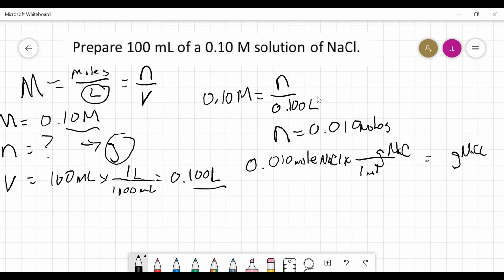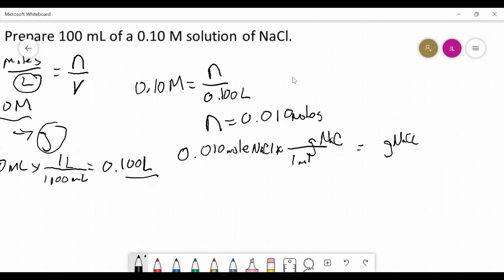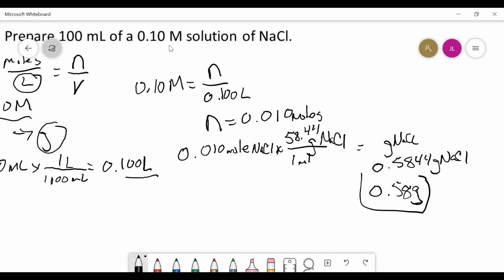I'm just going to drag this over a little bit. Molar mass of NaCl is 58.44 grams per mole. And if we multiply that out, we end up with 0.5844 grams of NaCl. If we are looking at sig figs up here, we have 2 sig figs in our molarity, so I would say this is 0.58 grams. That's our final answer.